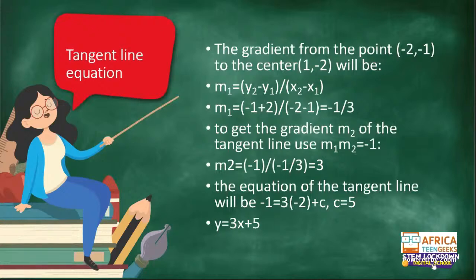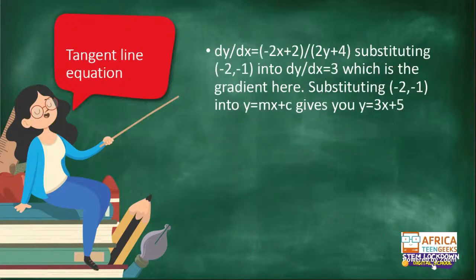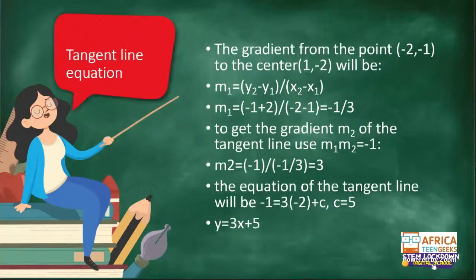Also, to get the gradient of the tangent line, you use the fact that two lines are perpendicular if and only if their product is equal to -1. You already know M1. Therefore, you're going to see that M2 here will be -1 divided by -1/3, which is 3. Therefore, the gradient M2 here will be 3.